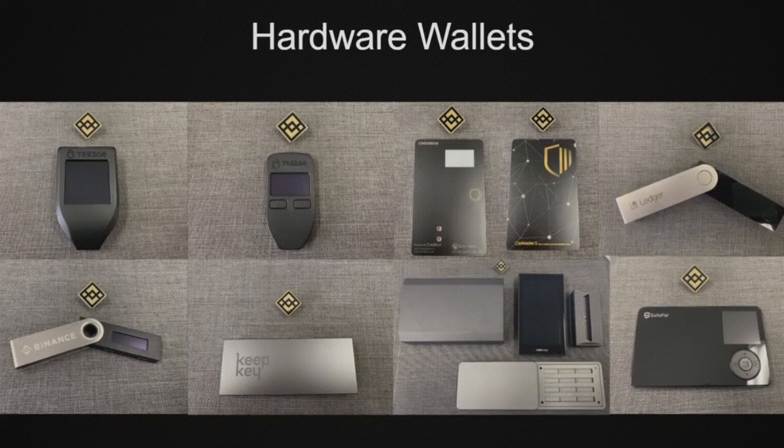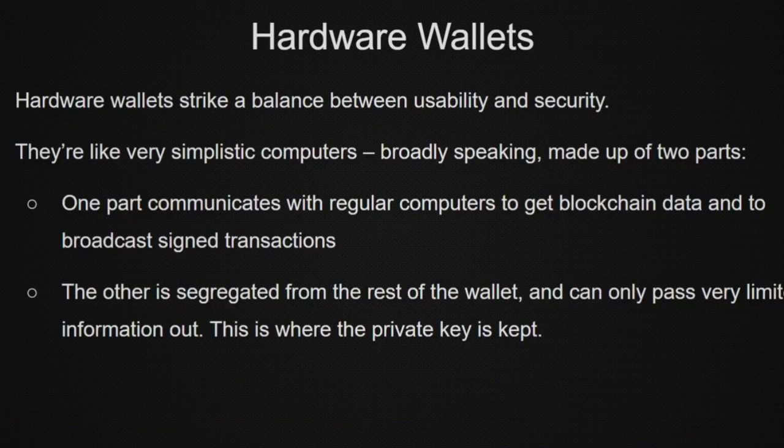They're made up of two parts. One part communicates with computers and will query the blockchain for the information. It'll pass transaction information into the second partition, aggregated from the rest of the wallet. And this segregated partition is where you keep your private keys. It keeps them secure because there's very little you can pass back and forth across that partition. The private keys will never leave the partition. You can only pass transaction information.